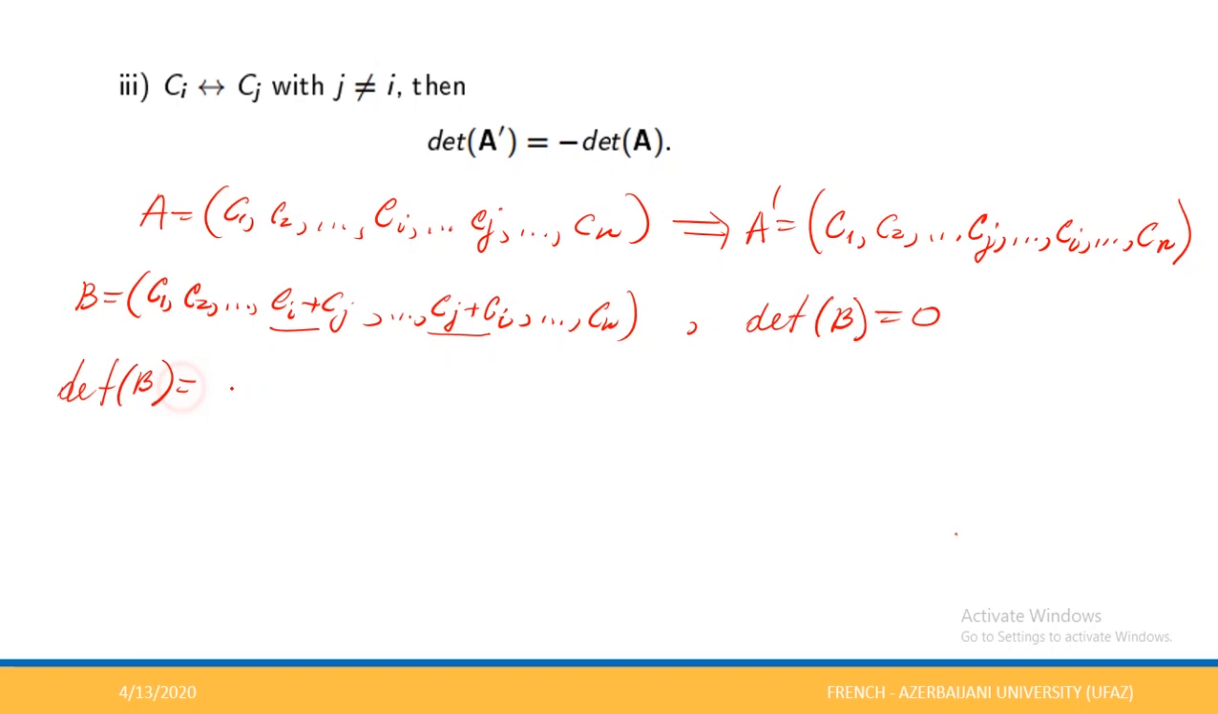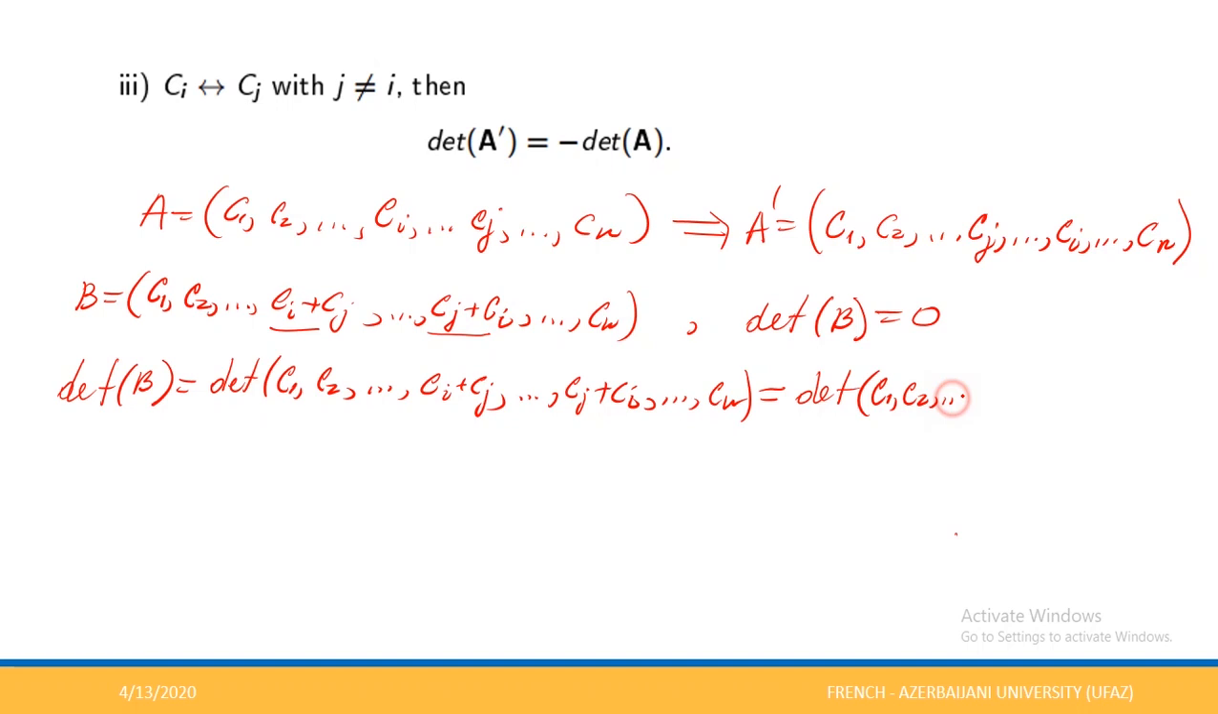is the determinant of C1, C2, Ci plus Cj, Cj plus Ci, Cn. For this column, I will use the linearity of the determinant. Determinant of C1, C2, here it will be Ci, Ci plus Cj, and Cn, plus the determinant of C1, C2, Cj, Cj plus Ci, and Cn.